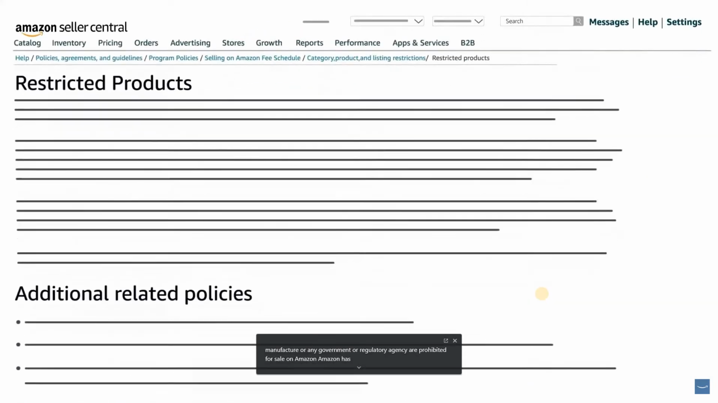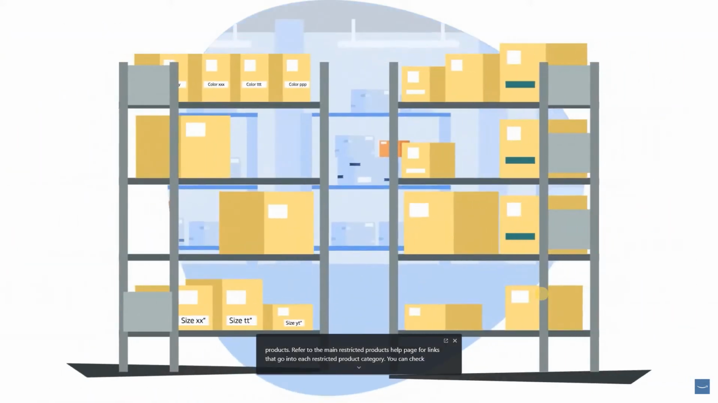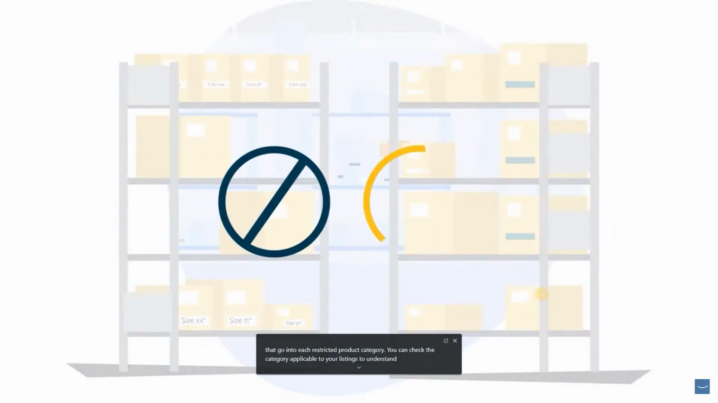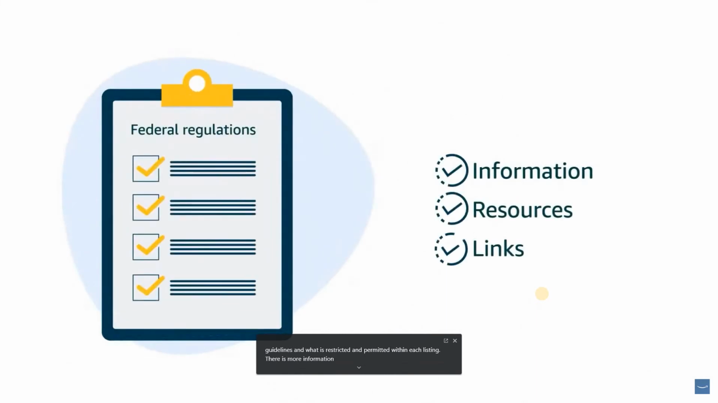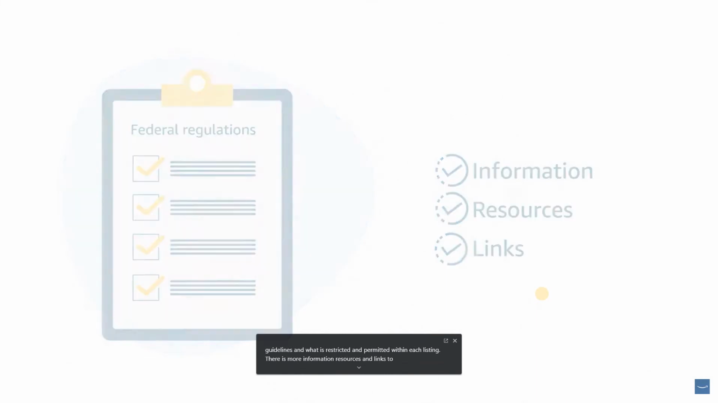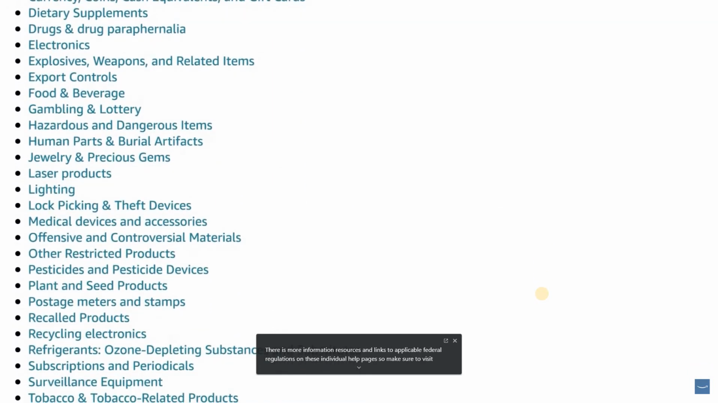Amazon has help pages on a range of restricted products. Refer to the main Restricted Products help page for links that go into each restricted product category. You can check the category applicable to your listings to understand the policy guidelines and what is restricted and permitted within each listing. There is more information, resources, and links to applicable federal regulations on these individual help pages, so make sure to visit the ones relevant to your products.